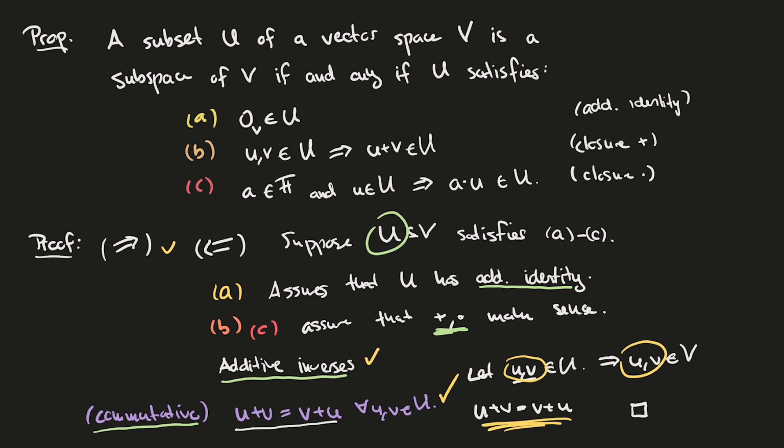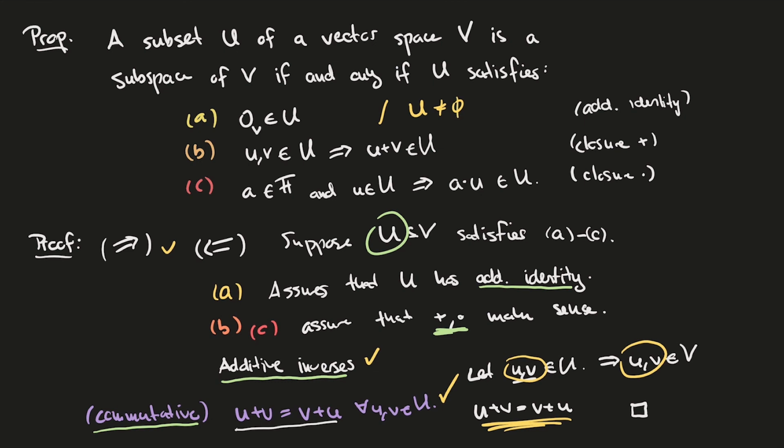Before wrapping up, I'd like to remark how useful this proposition is, and we'll be using it all the time to check if subsets are subspaces. So instead of checking 10 things, we just need to check 3. As an additional comment, instead of requiring in A that the additive identity be an element of U, we could also require equivalently U to be non-empty.